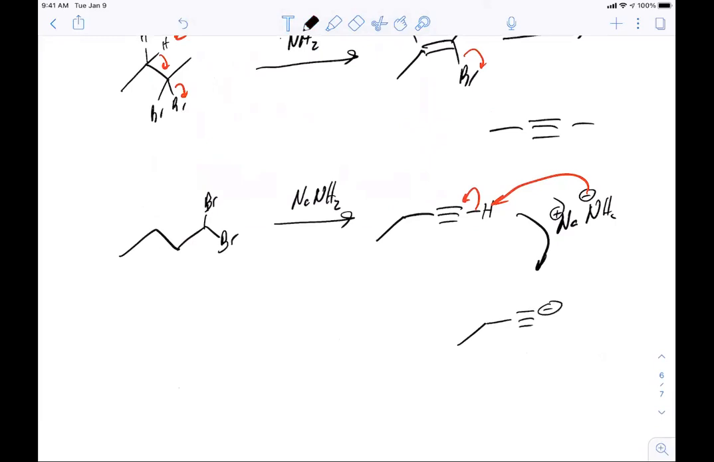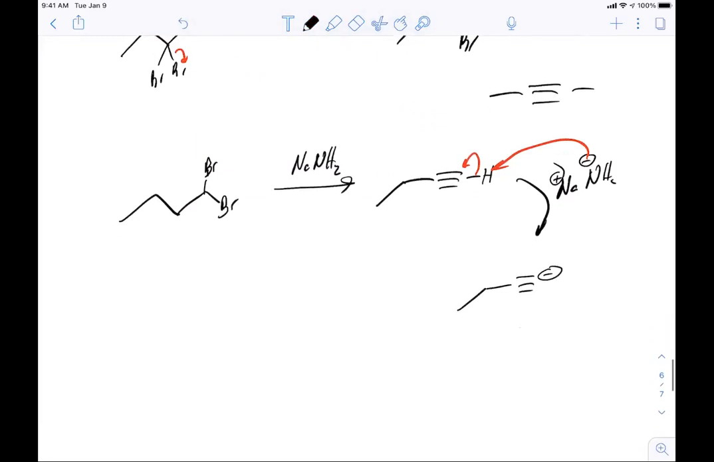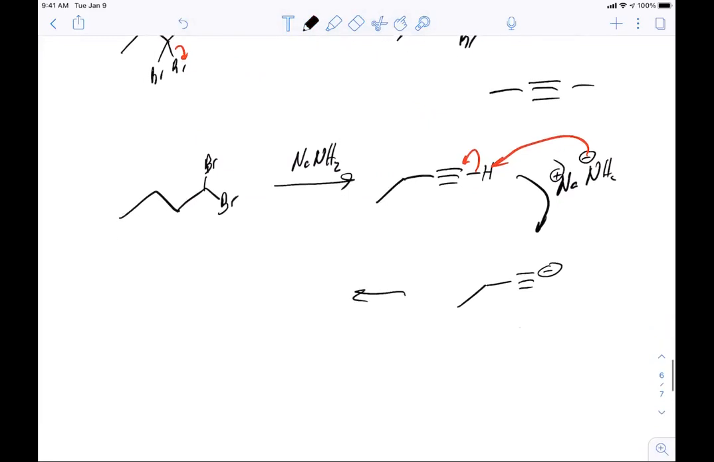Which gives us the base. Now, which is going to be faster reaction? An acid-base reaction or the elimination reaction of the hydrogen and the bromide? Well, acid-base reactions are usually faster because you're talking about protons by themselves leaving. So what we need to see whenever we see something like this is we actually have two steps.